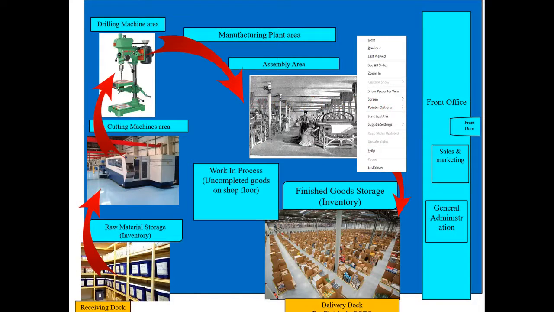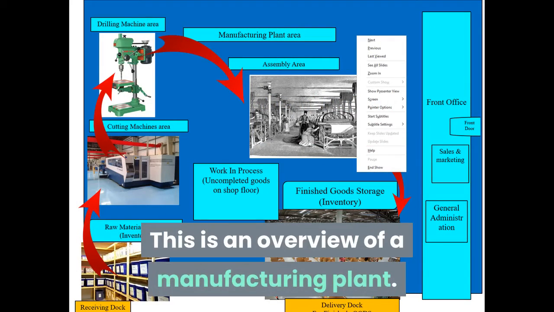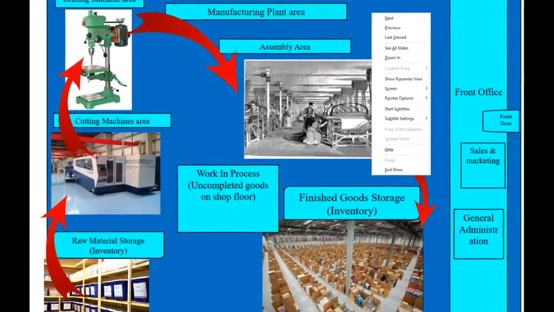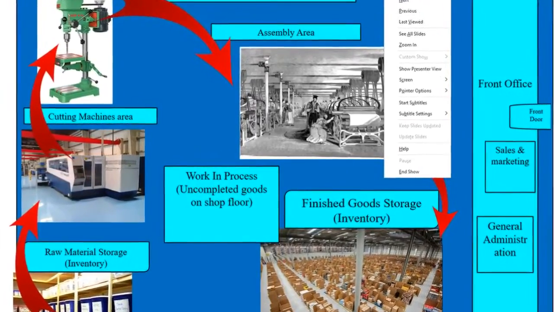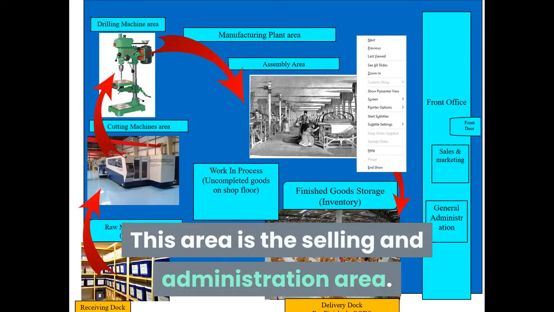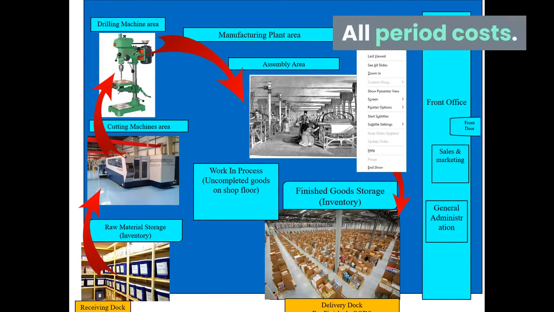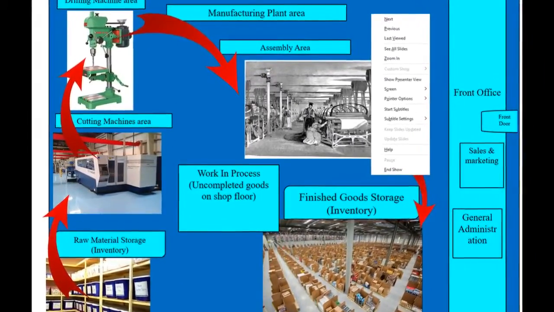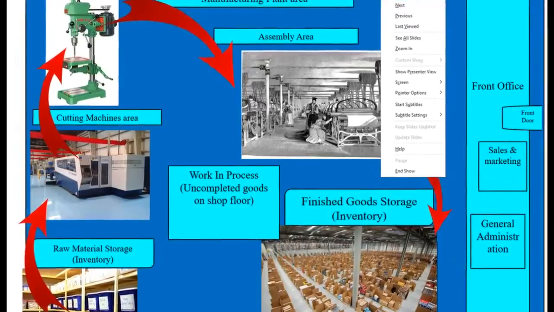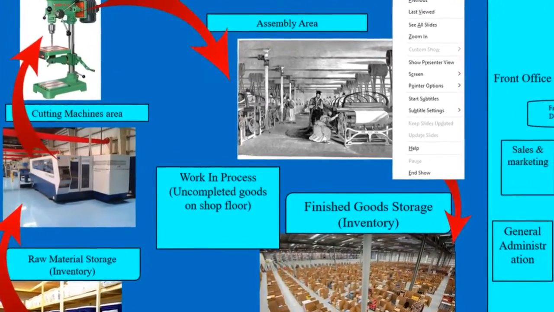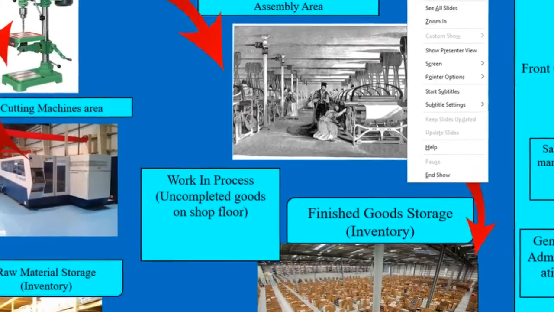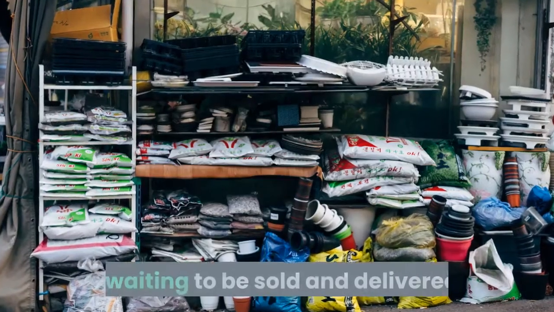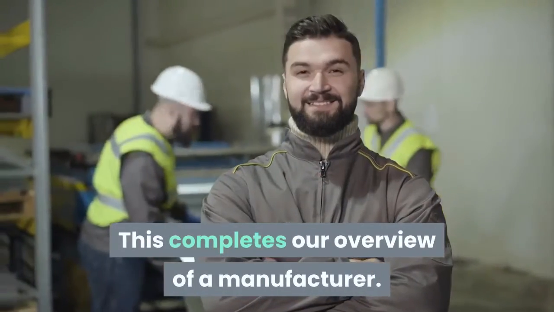Lastly, about manufacturing. This is an overview of a manufacturing plant. I have taken the roof off. You will notice on the right as you enter the company you see displays of the products the plant produces. This area is the selling and administration area. All period costs. When you enter the factory you are on the plant floor where there is a lot of work in process. In the lower left corner is where the raw material is received and stored. Then the factory floor activities of production and assembly, all work in process. Then when finished, stored in finished goods inventory, awaiting to be sold and delivered. This completes our overview of a manufacturer.